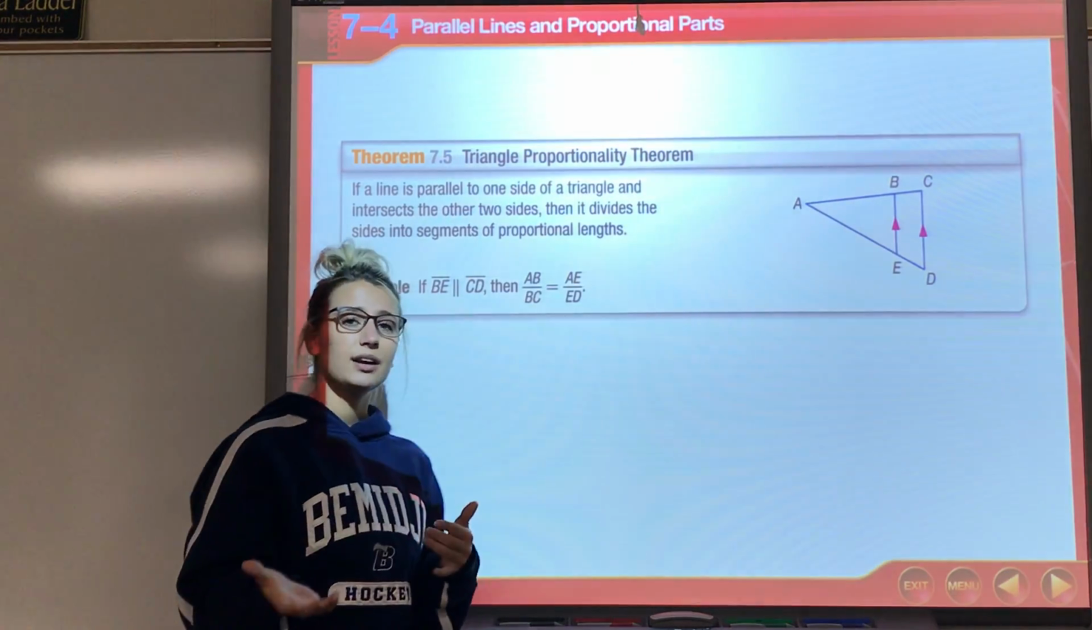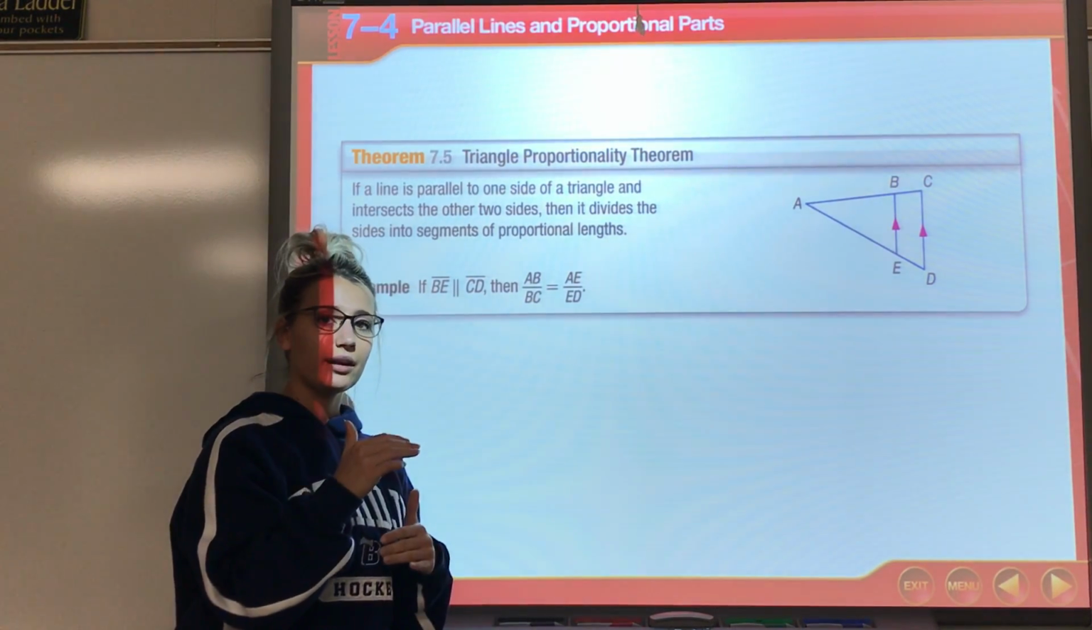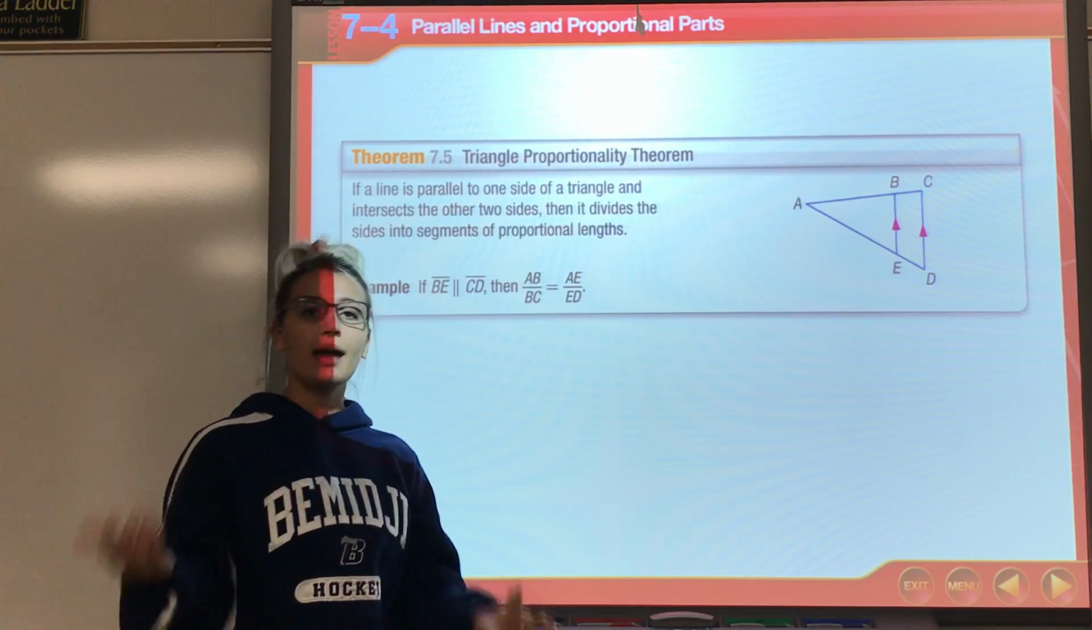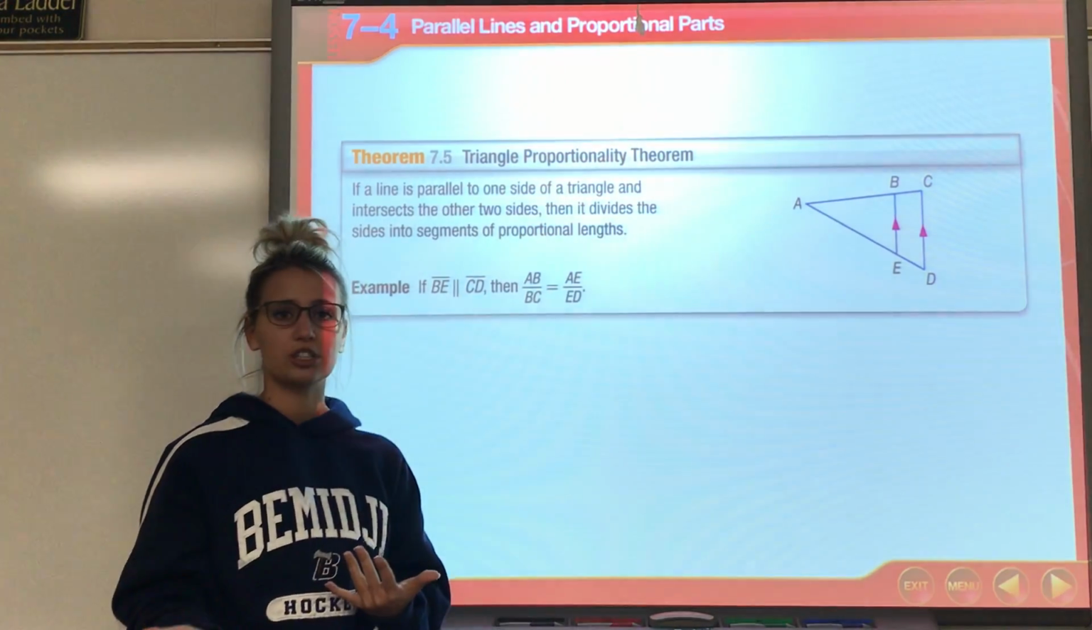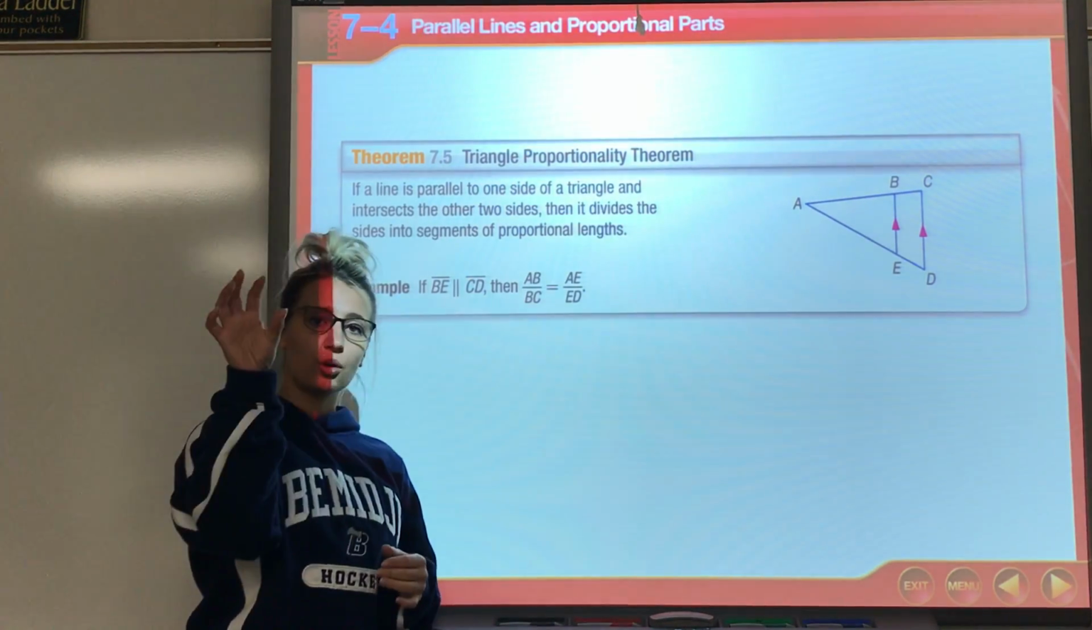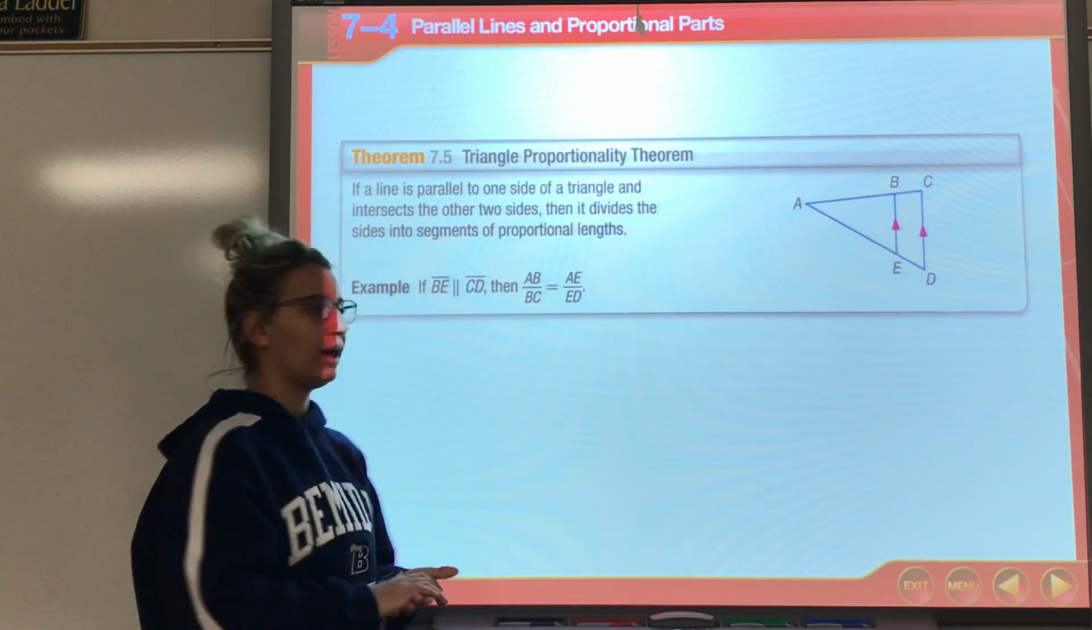And on the next slide, they're going to have the short length over the long length equals short over long, and that's okay too because they'll still be proportional. It doesn't matter if we have both shorts on top or both shorts on bottom, we'll have the same thing.